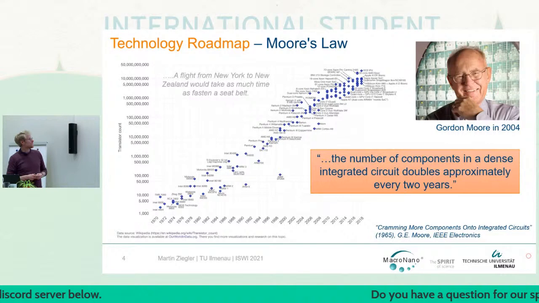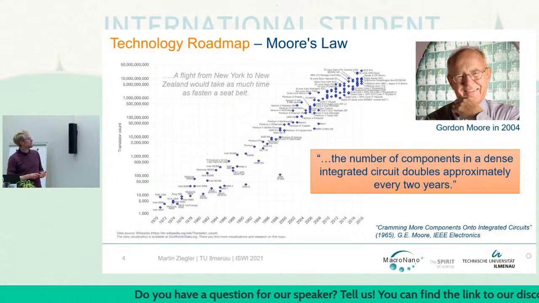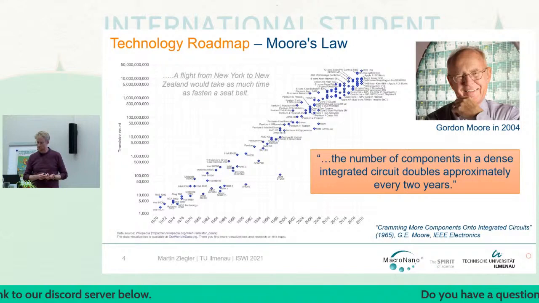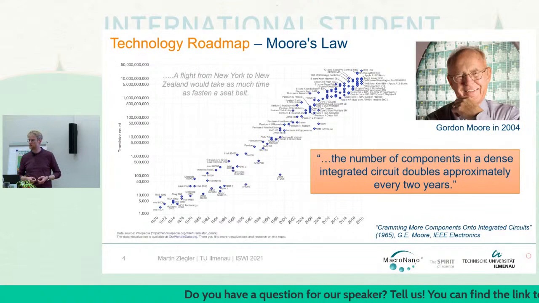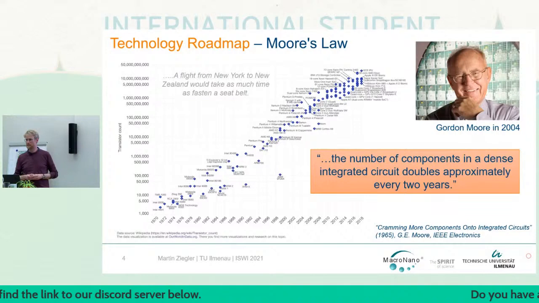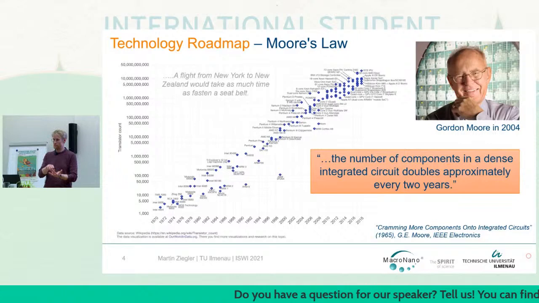And when you put this into relation to some other areas, and I like this very much, think of a flight from New York to New Zealand. Compared with the flight duration from 1970, nowadays it would take something like the time you need to fasten a seatbelt. And this is what I always say to my students: what you see here is the success of our modern technology, that we are able to produce so many transistors, so many of these switch components, in an integrated circuit.